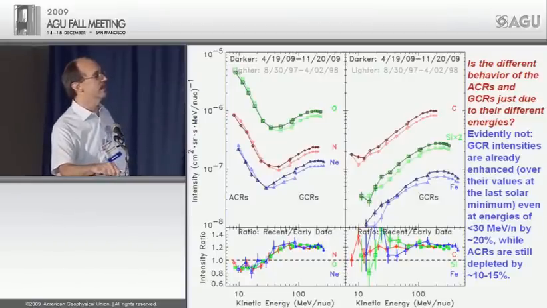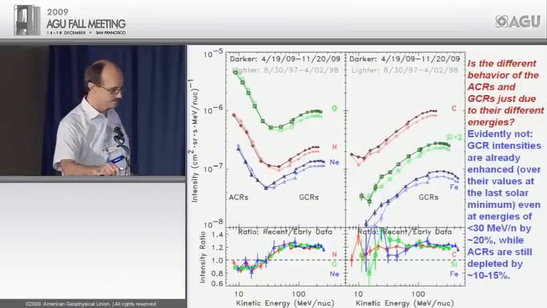So here on the bottom is the ratio of the new stuff to the old stuff. You see a constant, essentially constant across the board, 20% or so enhancement for all these species for the GCRs. It gets a little noisy down here, but if you follow the carbon line, it's not inconsistent with it. And at the same time, the ACRs are down at 85, 90% or so of the level they were at the last solar min.